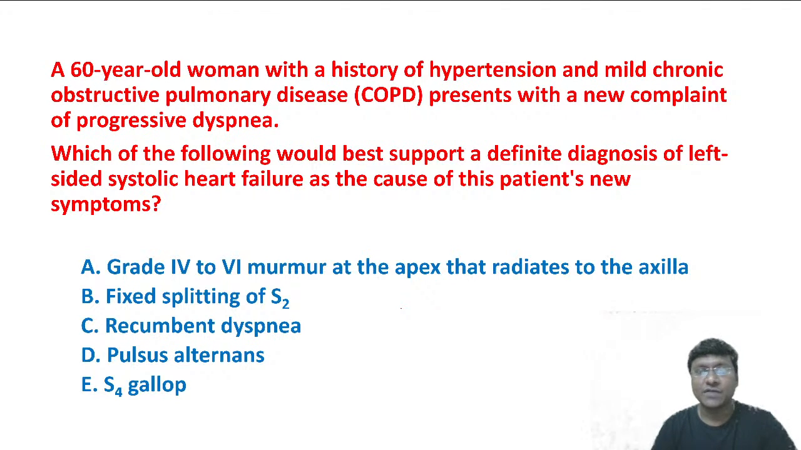Right, so a patient with a history of hypertension and mild COPD presents with a new complaint of progressive dyspnea. Which of the following would best support a definite diagnosis of left-sided heart failure as the cause of this patient's new symptoms? Grade 4 to grade 6 murmur at the apex that radiates to the axilla, fixed splitting of the S2, recumbent dyspnea, pulsus alternans, S4 gallop. Take the challenge and let me know the answer.